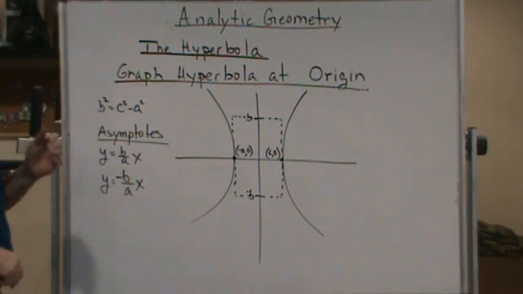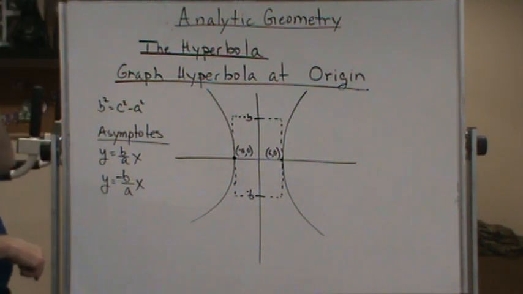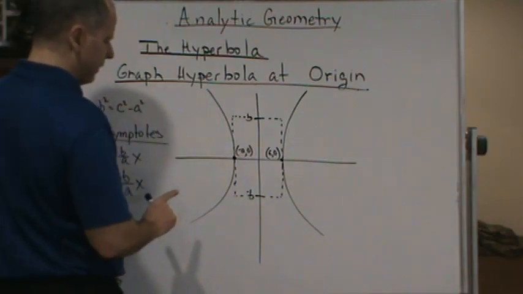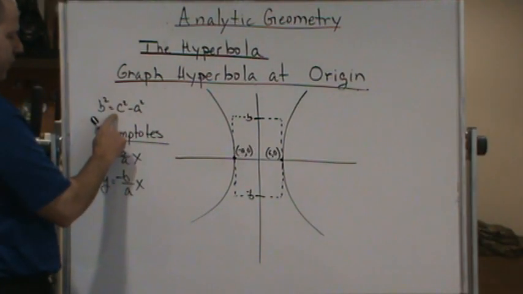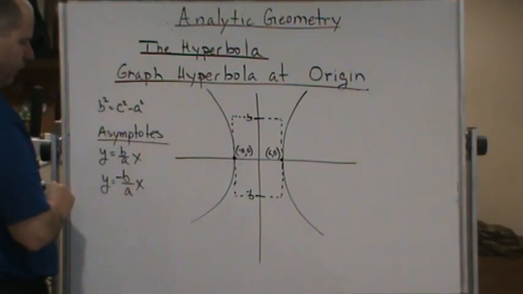All right, welcome back. Now we're going to talk about asymptotes when it comes to hyperbolas. So let's start with this. We have this relationship: b squared equals c squared minus a squared.